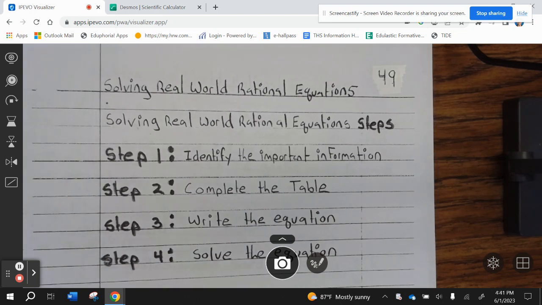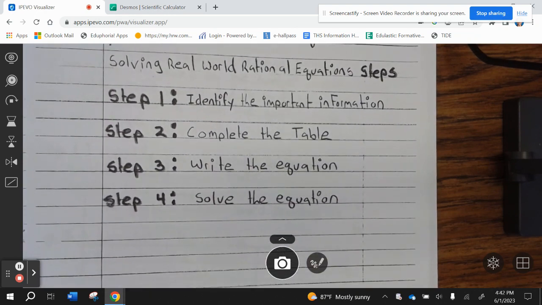Okay, well, today we're looking at journal page 49, solving real-world rational equations. Solving real-world rational equations steps. Step 1, identify the important information. Step 2, complete the table. Step 3, write the equation. Step 4, solve the equation.